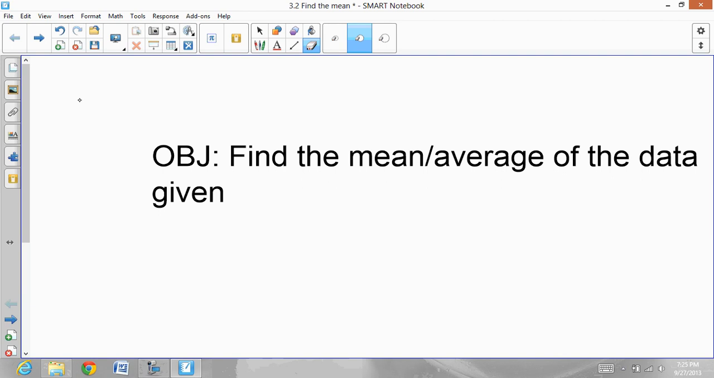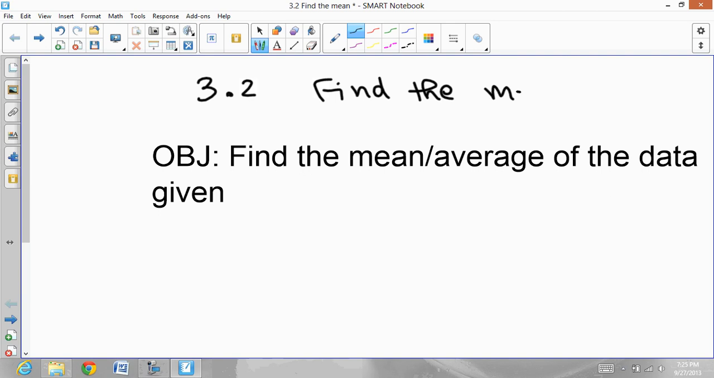Make sure that in your notebook or in your paper, wherever you are recording your notes, that you write the date and you write 3.2, find the mean. Always make sure that you have the date that you're writing it, the lesson number, and the lesson title.